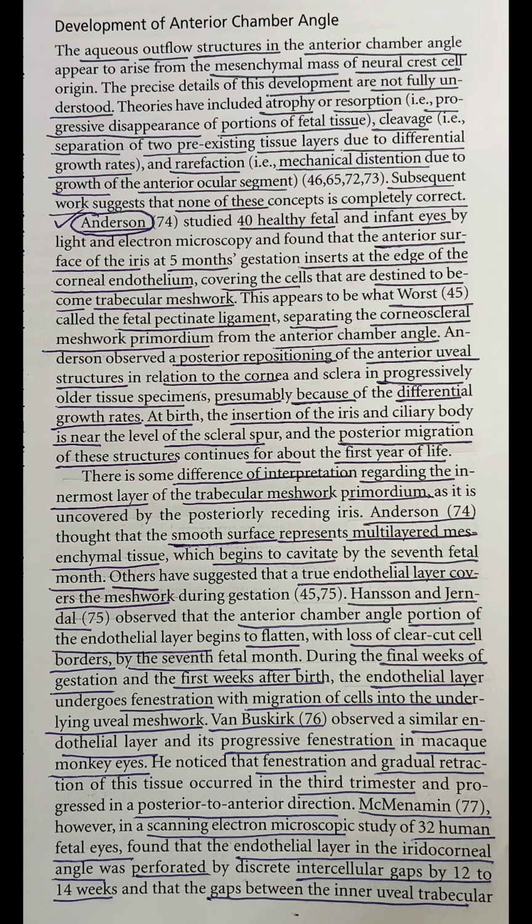Chapter number 14. Childhood Glaucomas, Clinical Presentation. Page number 223. Development of anterior chamber angle.